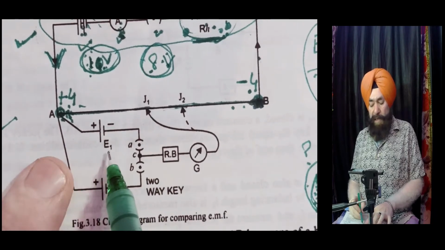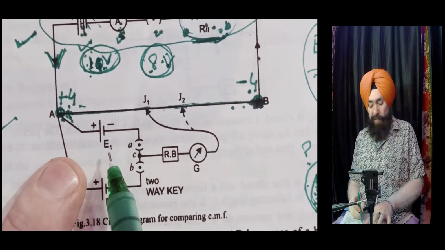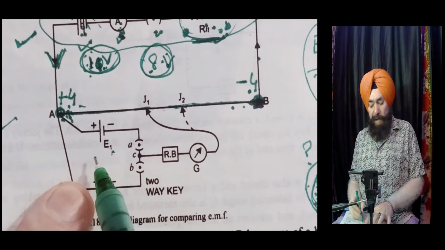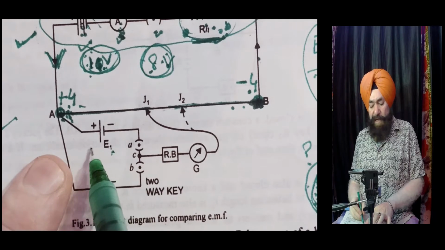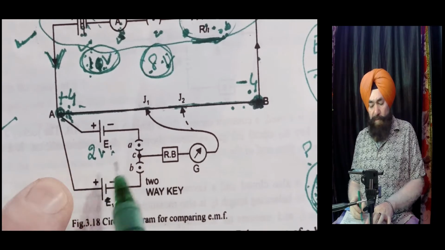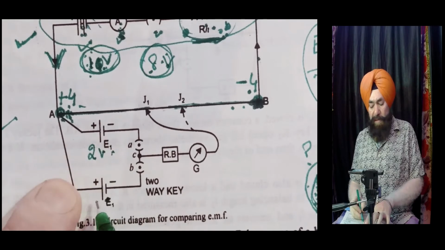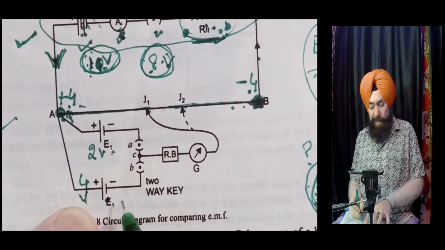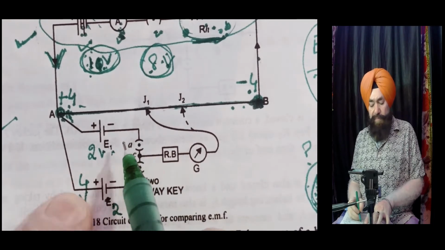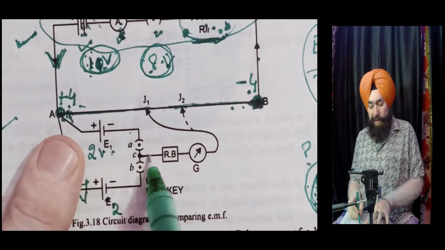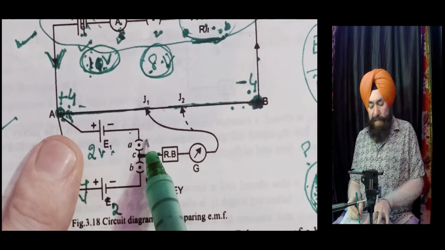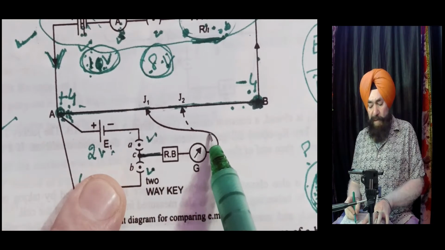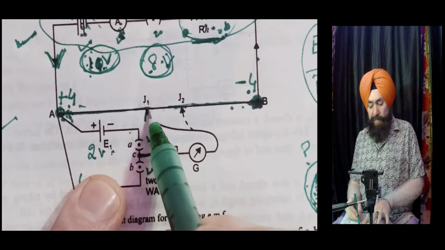Now I have a circuit with cells of EMF E1 and E2. They are two cells. I may think this cell is 2 volt, suppose, but I don't know the value. This cell is 4 volt, and I also don't know what E1 and E2 are. So there are two cells and two keys, key A and key B, and then a galvanometer, and then a wire and a jockey.